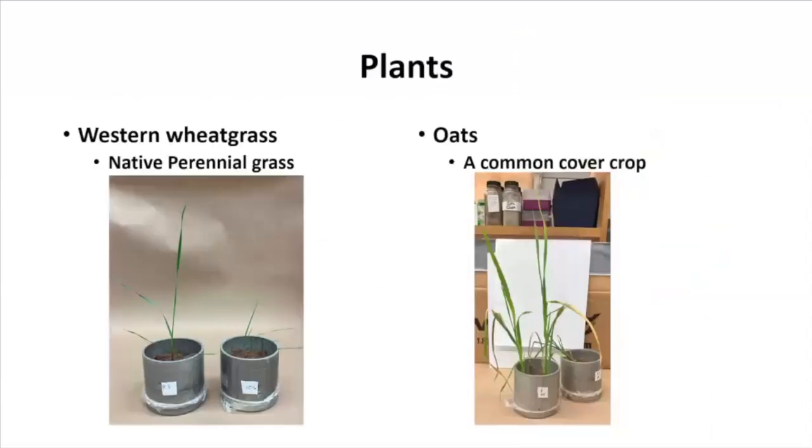So in order to do this, we chose 2 plants. We've got our western wheatgrass, which is a native perennial grass, and we chose oats, which is a common cover crop. It's not uncommon to see either one of these in a remediation seeding mix. Mostly just for time and consistency, we limited it to these 2 plants.